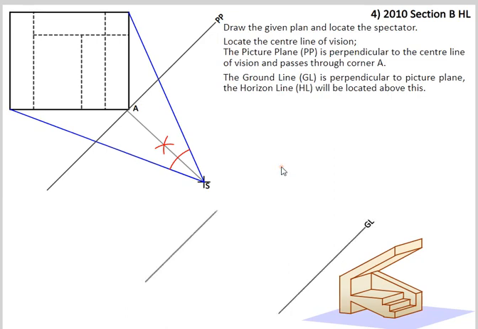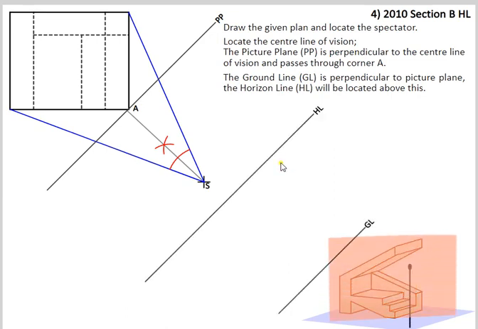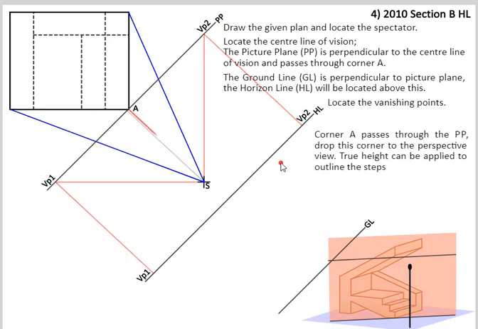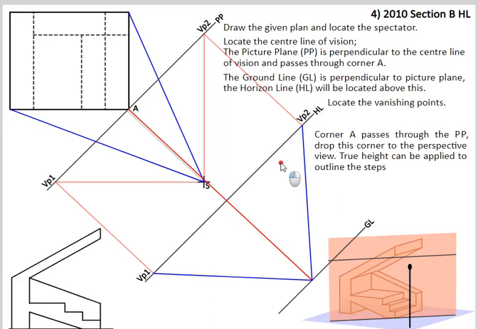Now it's a matter of setting up our ground line, our horizon line, and then bringing down our vanishing points. Now we can bring down A. A is brought back to two vanishing points. So what we have here is a small bit of the actual elevation shown here. This here is just to show you where we're getting the heights from.